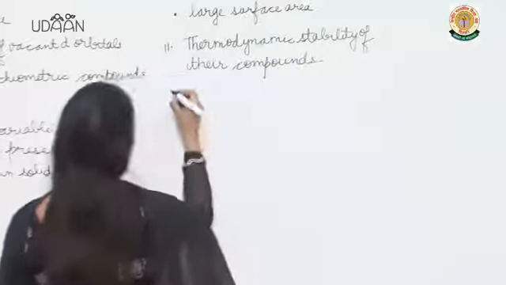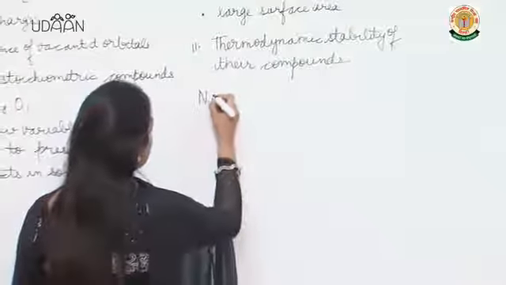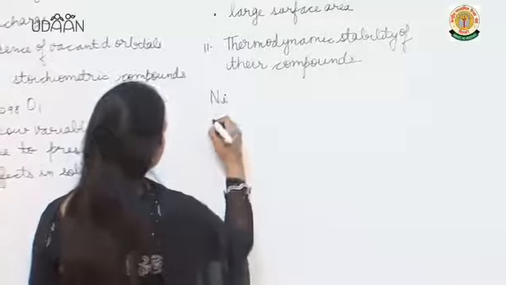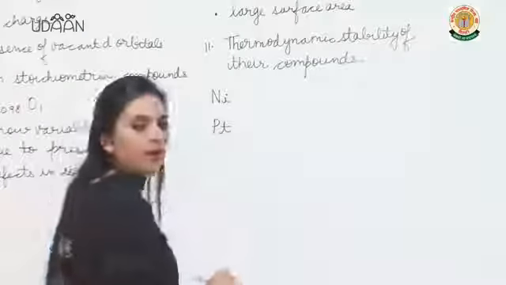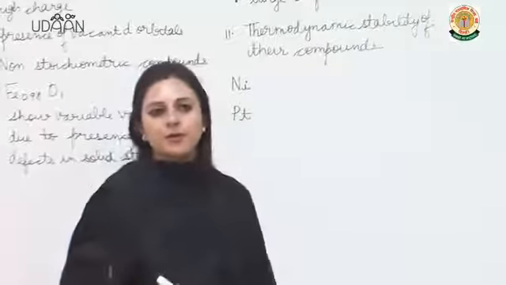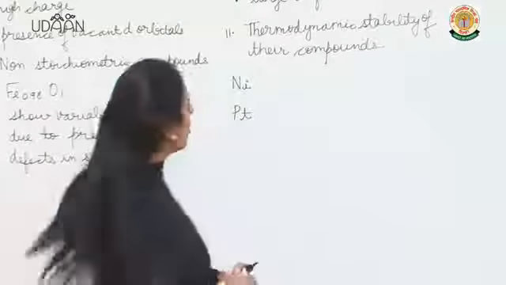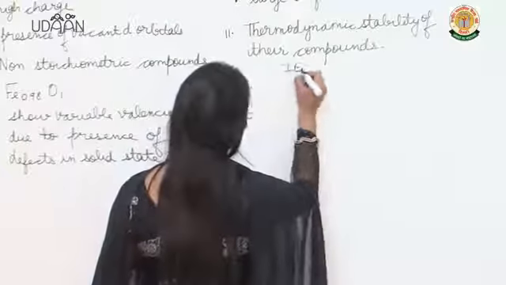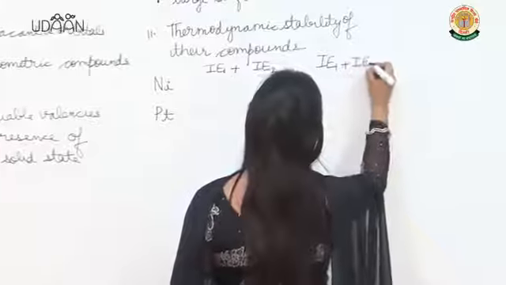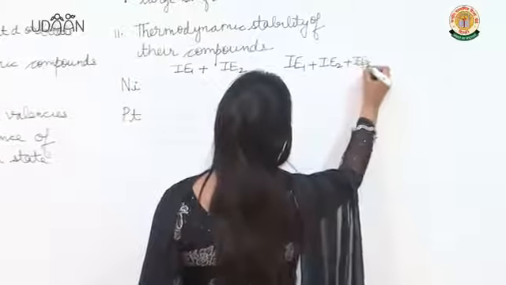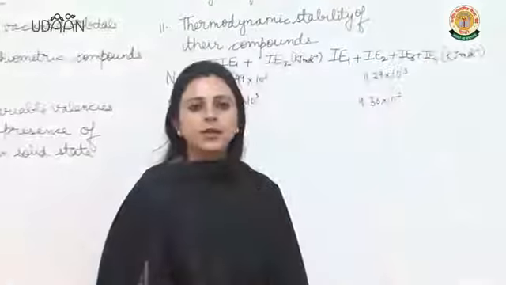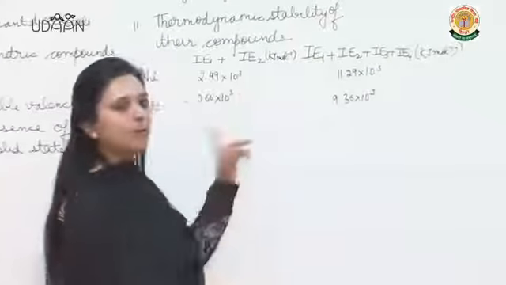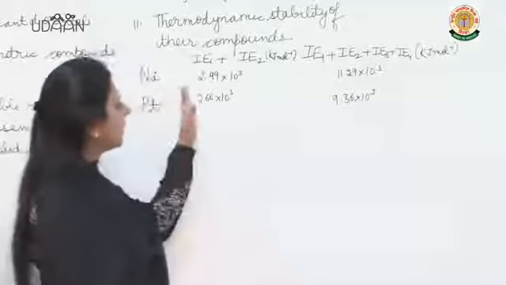Now let us talk about nickel and let us talk about platinum. Now the sum of ionization energies of nickel, that is, if I talk about IE1 plus IE2, and if I talk about IE1 plus IE2, IE3 and IE4. Now let us look at the ionization enthalpy values IE1, IE2 for nickel.